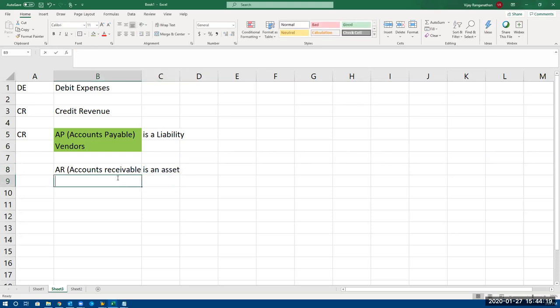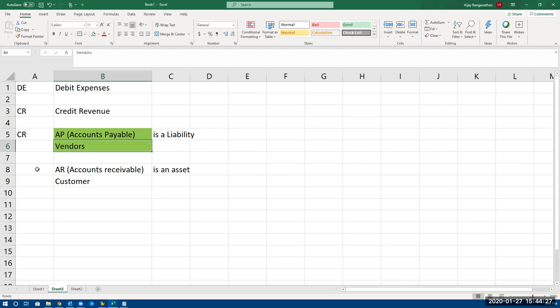Asset. So if a vendor is credit, what is accounts receivable? Debit. So in essence, these are the four things that you have to remember. The rest is all very easy. The rest is all derived.